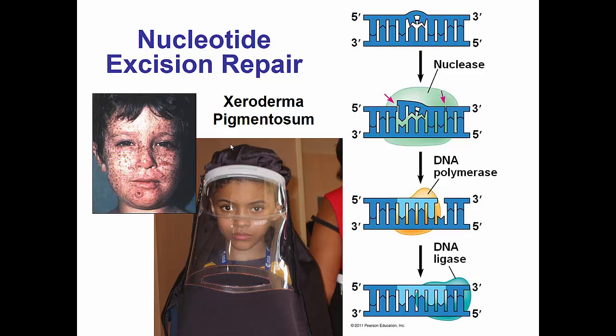So those are our three major DNA repair mechanisms: DNA polymerase proofreading, which fixes errors made during DNA replication; mismatch repair, which fixes small mismatches in the DNA left after replication has occurred; and then nucleotide excision repair, which repairs larger DNA damages.